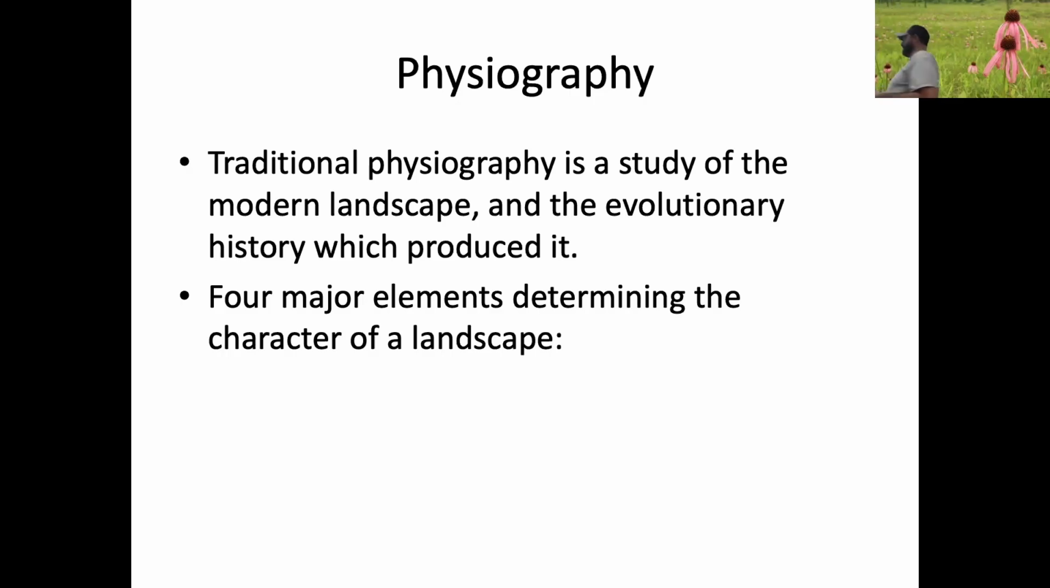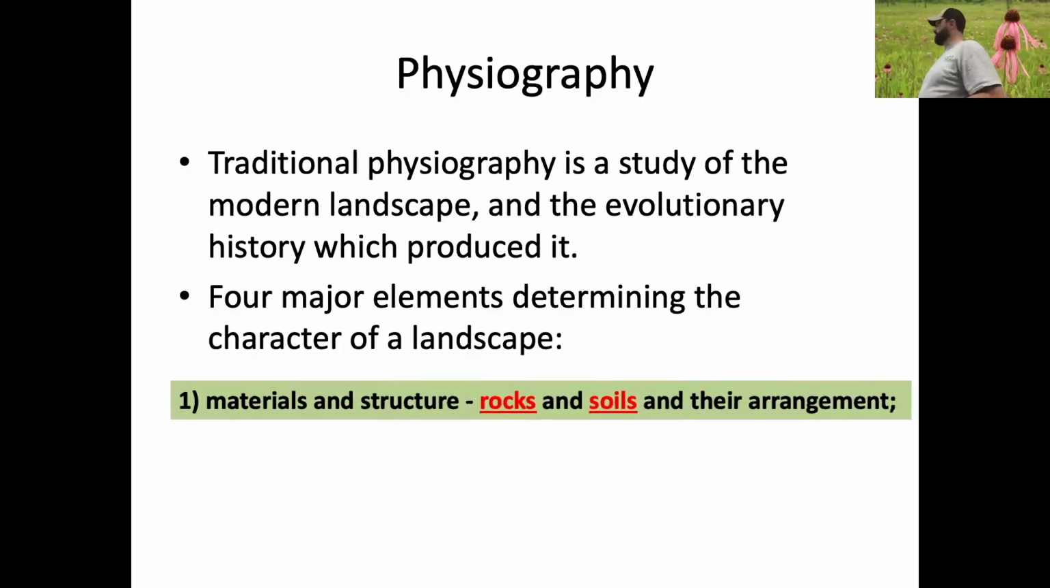There are four major elements to determining the characteristic of a landscape strictly from a physiographic perspective. Say that word with me, physiography. Got it. Okay, what are those four factors? Number one, materials and structure. Exactly what we've been talking about. Rocks and soils and how they're arranged. That is the primary, first level determining factor.